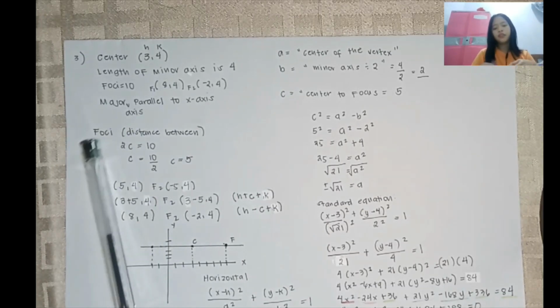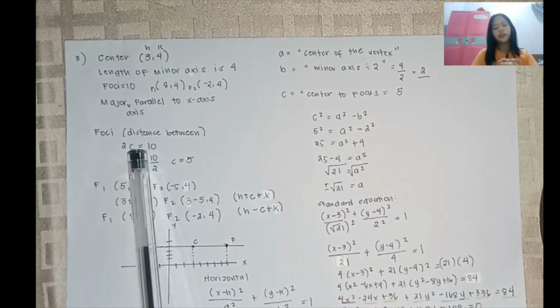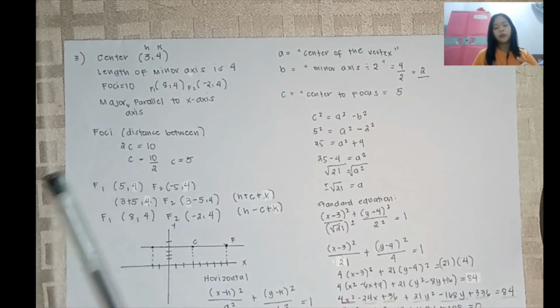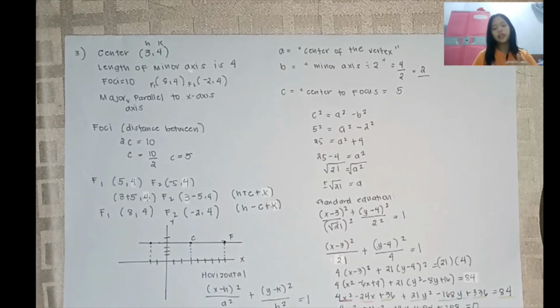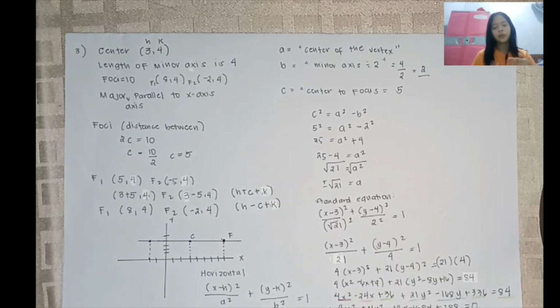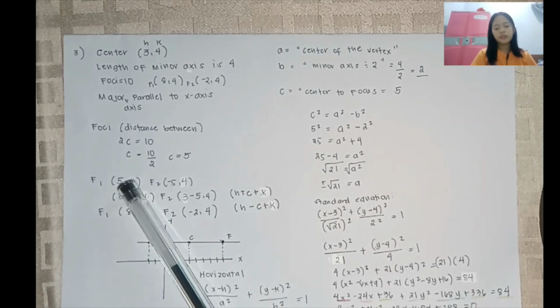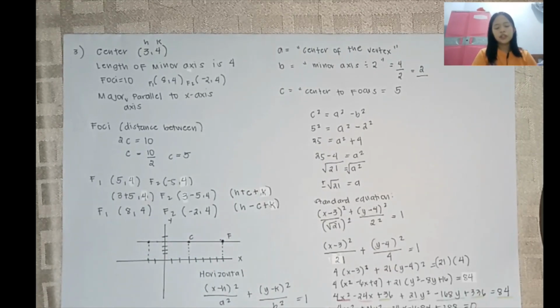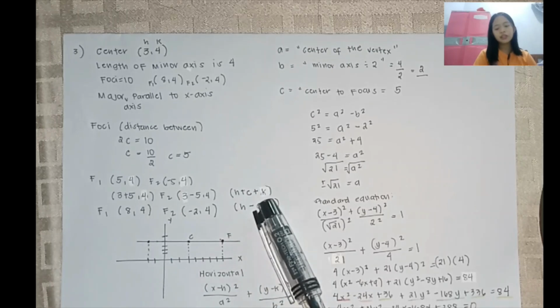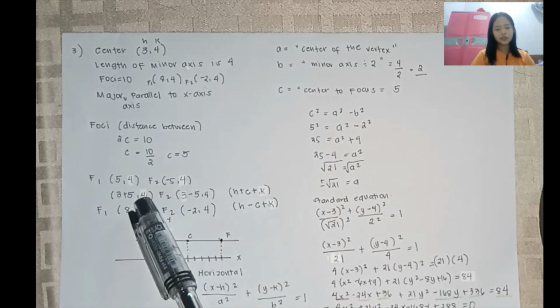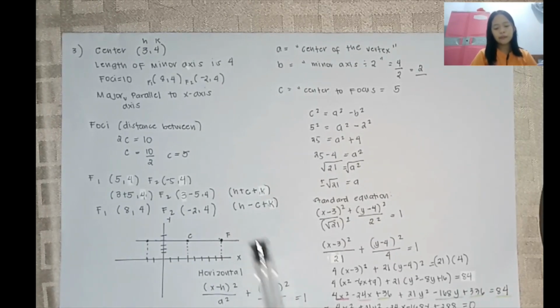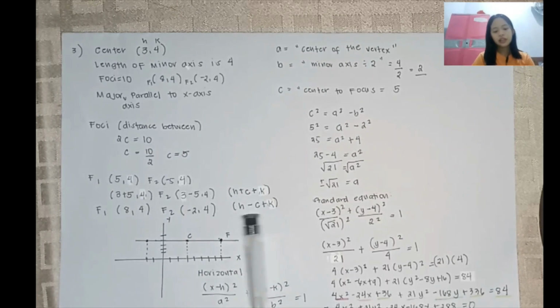We know that the distance between foci is given by the formula 2c is equal to 10. Divide both sides by 2, giving us c is equal to 5, because 10 divided by 2 is 5. So our focus 1 and focus 2 use the formula (h plus c, k) and (h minus c, k). The h is 3, c is 5 and k is 4. For focus 2, h is 3, negative c is negative 5, and k is 4.